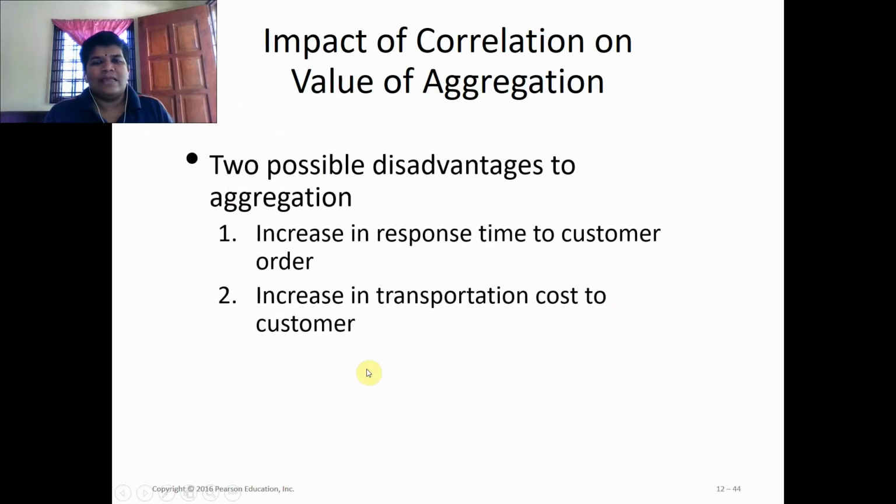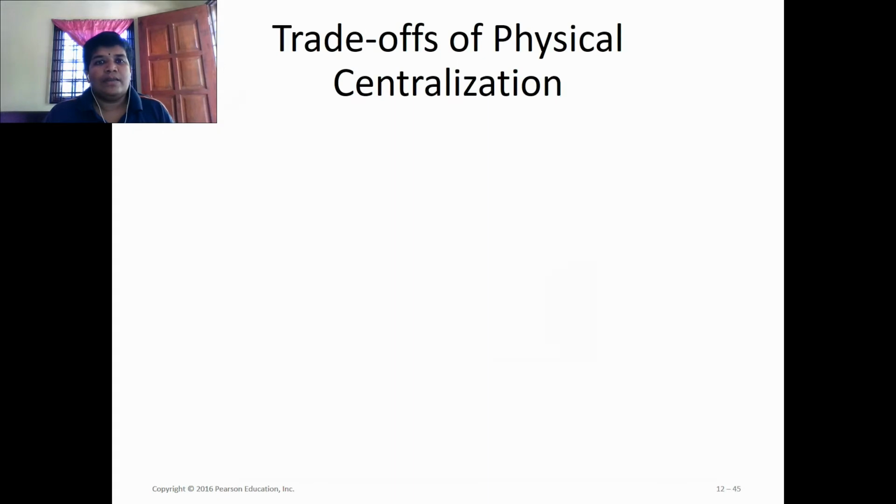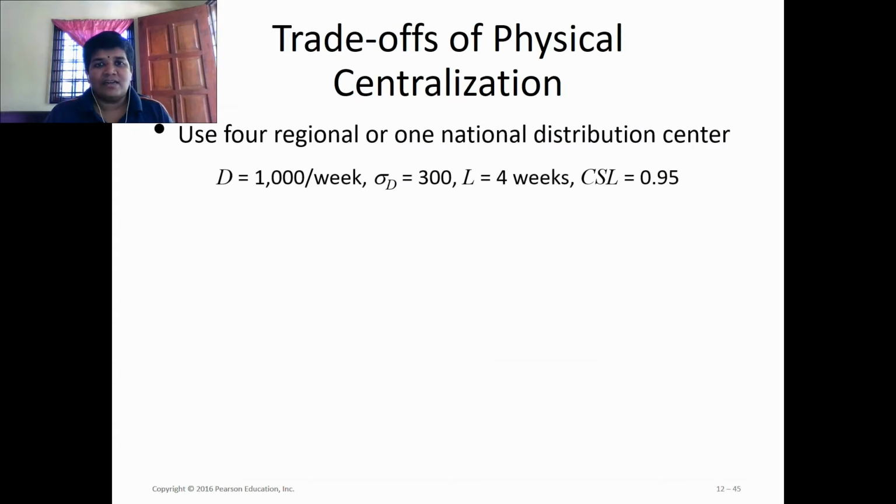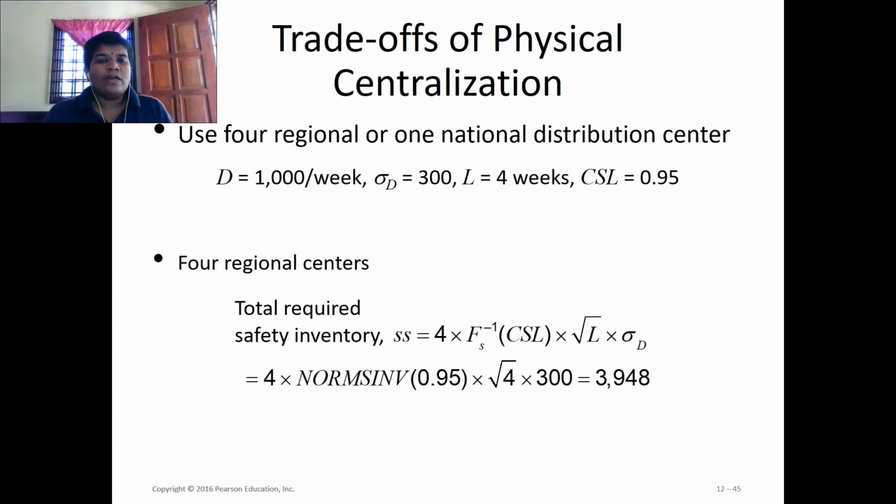Two possible disadvantages to aggregation. One is an increase in response time to customer orders. Second is an increase in transportation cost to customers. So these are the two possible disadvantages of aggregation. Trade-off of physical centralization: use of regional centers or one national distribution center.